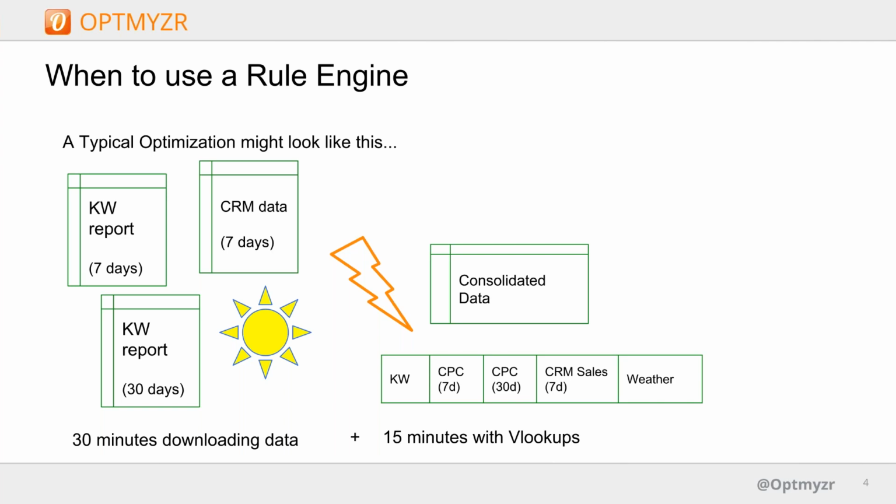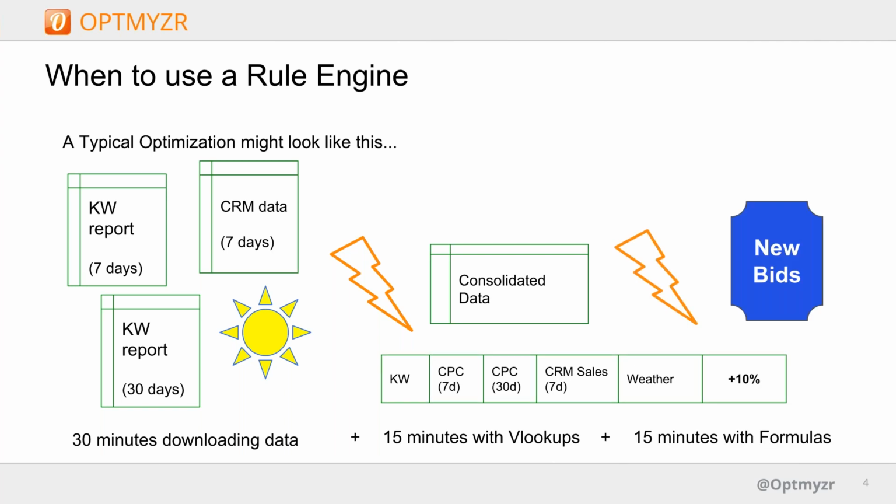By now I've spent 45 minutes doing all of this work manually, and finally I can make a bid decision to maybe increase that bid. That took me another 15 minutes to write some formulas, put them into the spreadsheet, and come out with my new bids. At this point, I have a spreadsheet of bids, but I may not even be able to put that directly into AdWords.